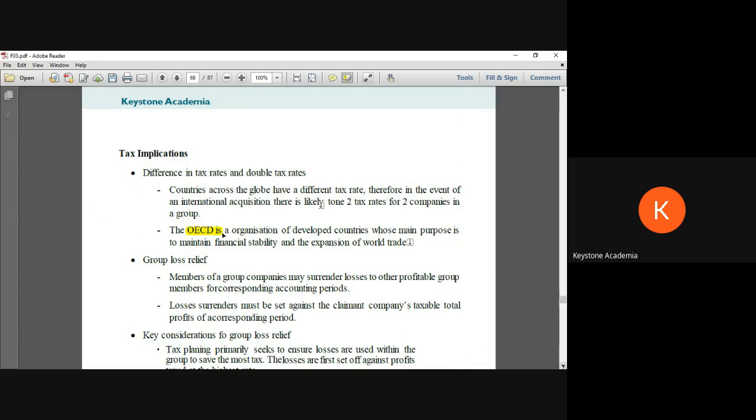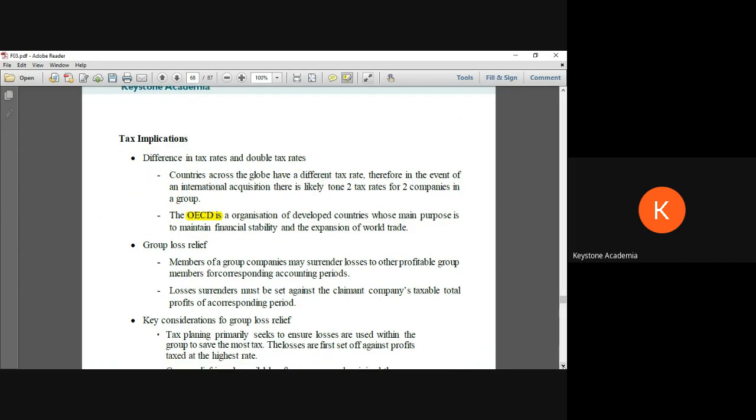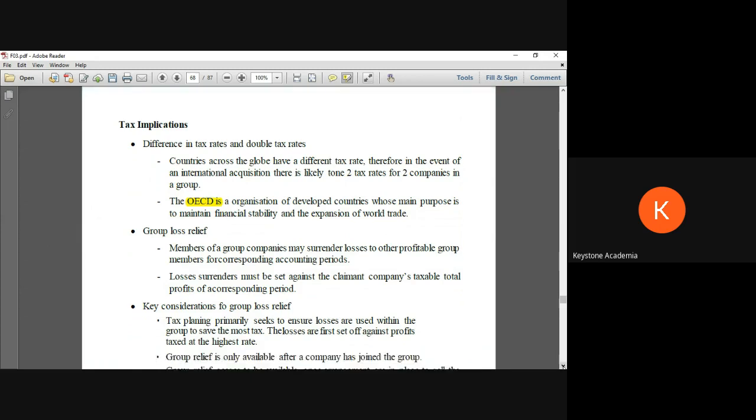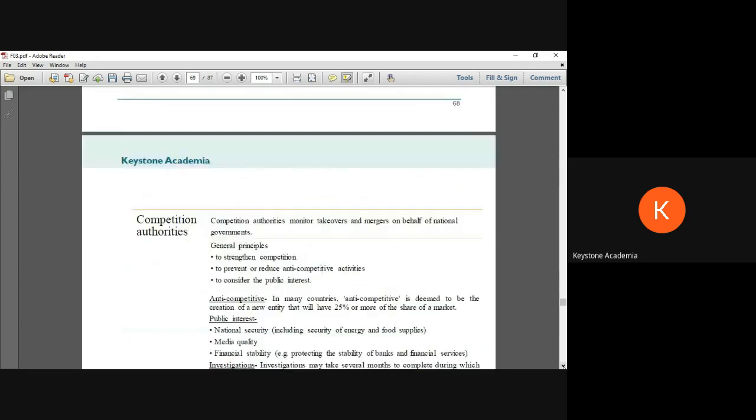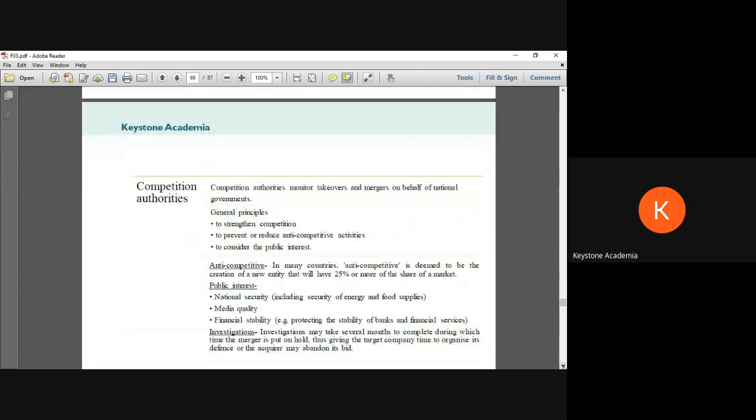So basically companies are trying to find loopholes, then government is improving their controls. All of this is continuously happening. But as a director, we have to see ethically what we can do, which is a benefit for our company also, and which is accepted by society and the government also. Withholding tax and everything. Competition authorities, we already discussed.